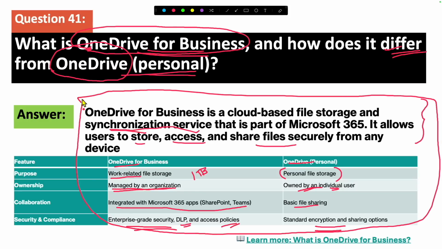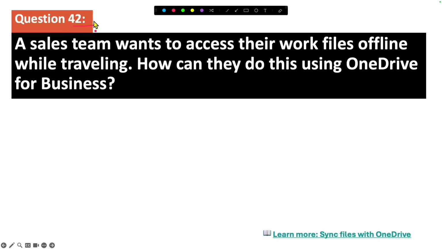Like, you tell that, hey, OneDrive for Business is for enterprise usage, where I can store the data for my work related stuff. OneDrive for Personal is for my personal storage, and so on. Question number 42. The question is a particular team, at this time a sales team, who want to access their work files offline. So that's a keyword. They want to access these files offline when they are traveling. How can they do this in OneDrive for Business?